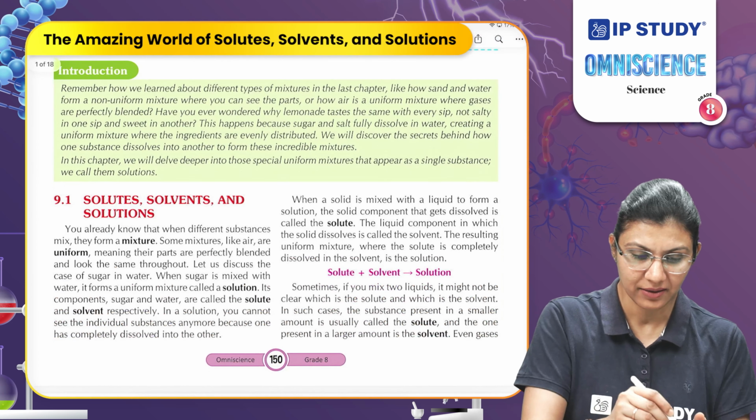As we cannot see the sugar particles or salt particles after dissolving these in water, we are getting a uniform solution. What is a uniform solution? A solution where we cannot see the components of the solution separately. What is a non-uniform mixture or non-uniform solution?